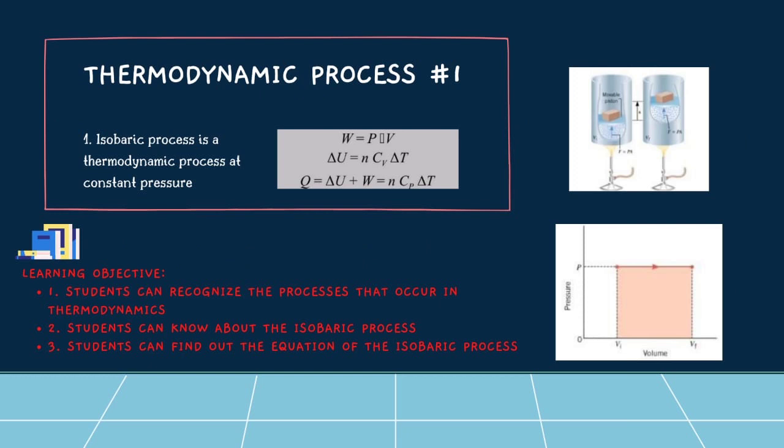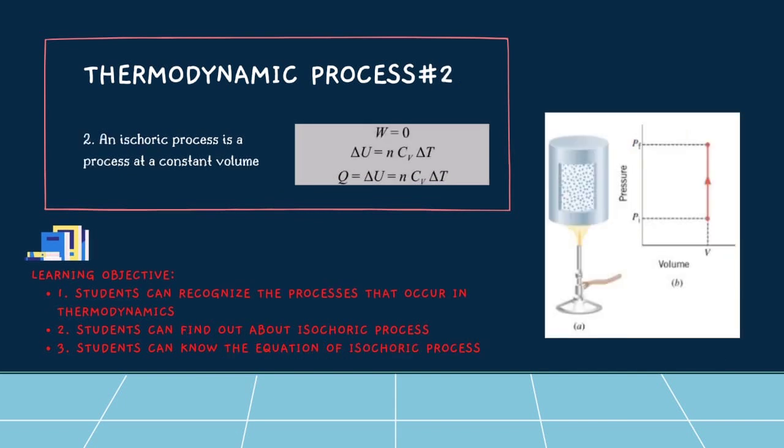Thermodynamic process 1. The first is an isobaric process. An isobaric process is a thermodynamic process at constant pressure. The isobaric process formulas can be expressed by W equals P times delta V, delta U equals n CV delta T, and Q equals delta U plus W equals n CP delta T.